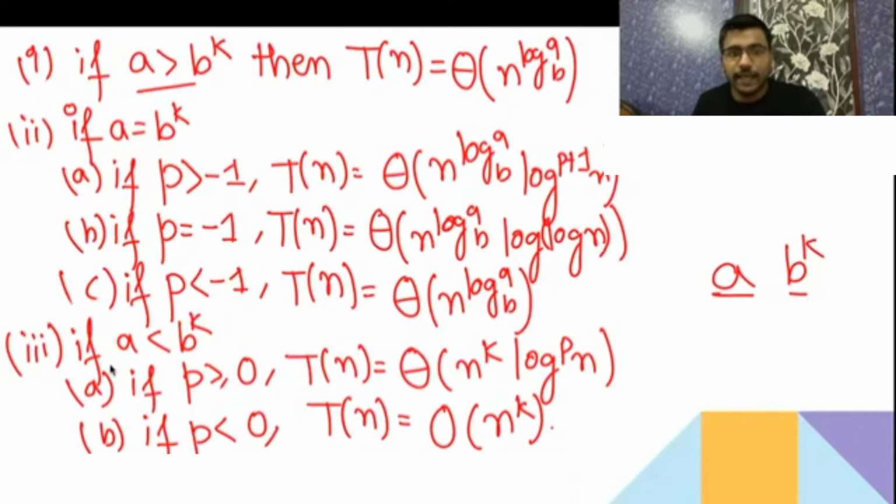If p is smaller than -1, then Tn is theta of n to the power log_b a. And the third one, if a is smaller than b to the power k: if p is greater than or equal to 0, then Tn is equal to theta of n to the power k log^p n, and if p is smaller than 0, then Tn is equal to O of n to the power k. Understood? And there is another one which I will let you know later after taking the example.